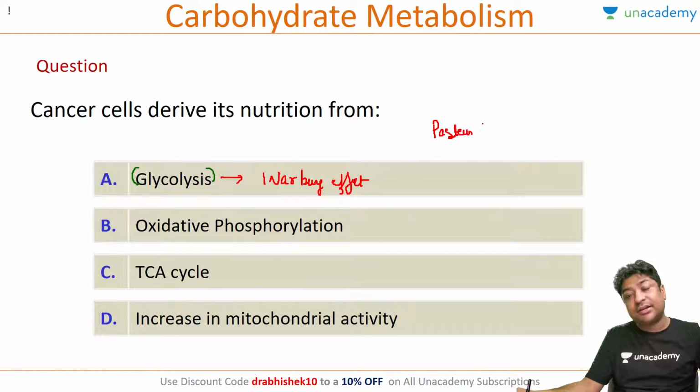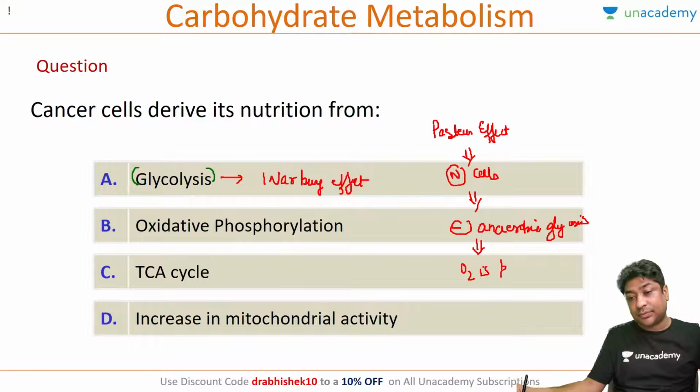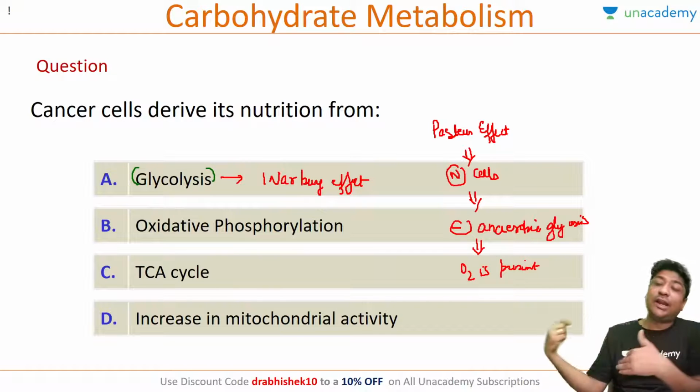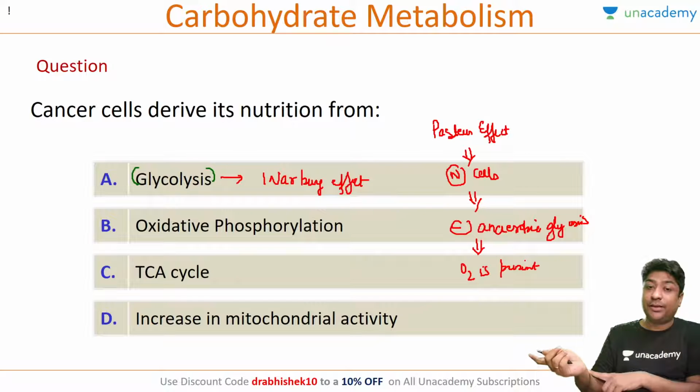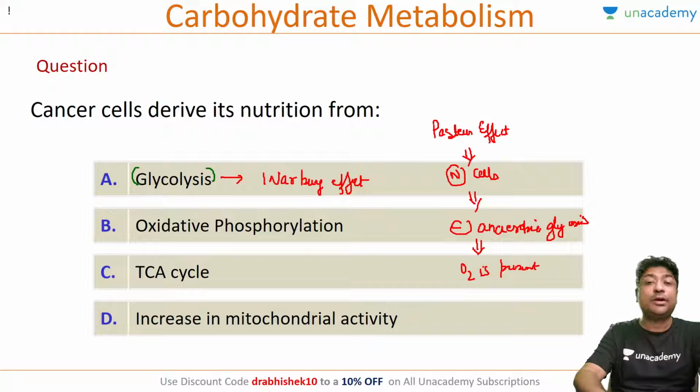What is the Pasteur effect? Pasteur effect is that in normal cells, all the normal cells will inhibit anaerobic glycolysis. So anaerobic glycolysis will not happen in normal cells whenever oxygen is present. Whenever oxygen is present, no normal cell will go for anaerobic glycolysis. They will always go for aerobic glycolysis. This is your Pasteur effect.